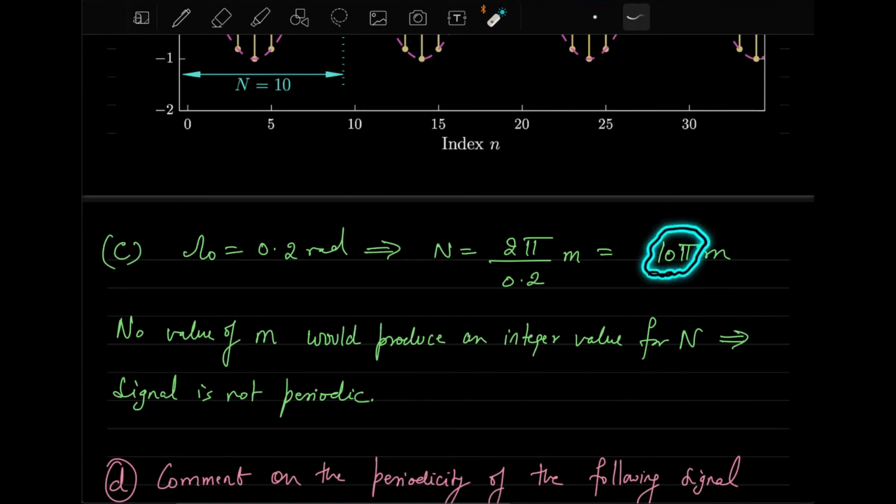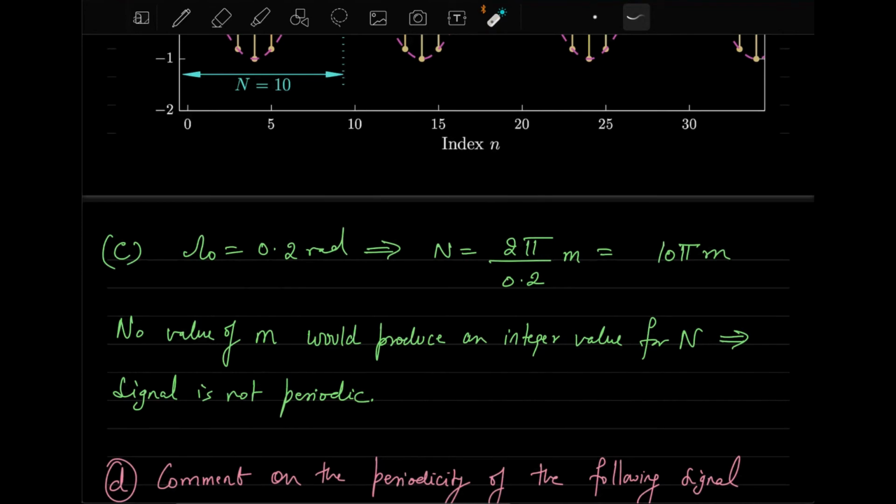So 10 pi is not an integer, and you want to have n as an integer. Because of this reason, it's not periodic at all. If you plot this signal, you will see there is no periodicity in this. You can use Python or whatever you want. Based on that, you can see that this function is not periodic at all.